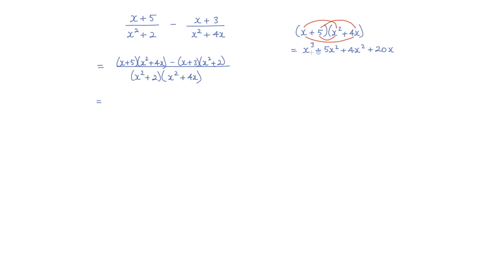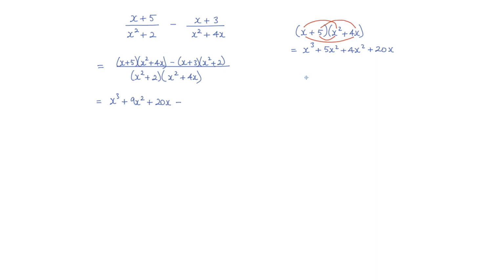Okay, well, let's take all this and we'll write it over here. So we've got x cubed plus 5x squared plus the 4x squared. In fact, let's just tidy that up a little bit. Let's just gather those like terms together just to simplify things a bit. So the 5x squared and the 4x squared are going to be plus 9x squared. And then we've got the plus 20x. And we're subtracting. And again, we've got two lots of brackets here to expand.